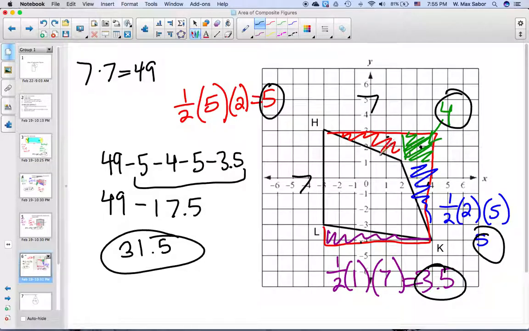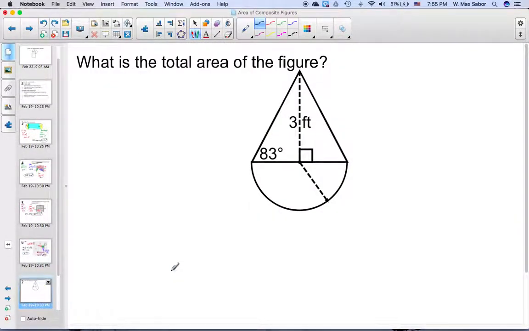This was not one of our listed quadrilaterals. There's no special name for this, so this is definitely the best way to find it. In this diagram, we have missing information. We need to find that side in order to find the area of the whole figure.